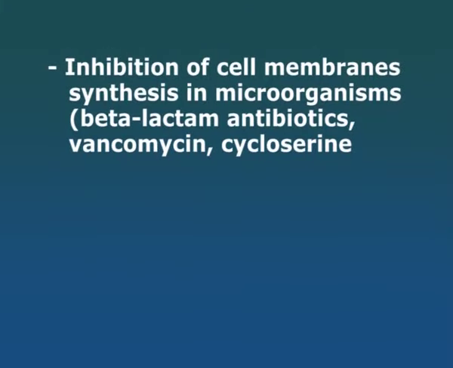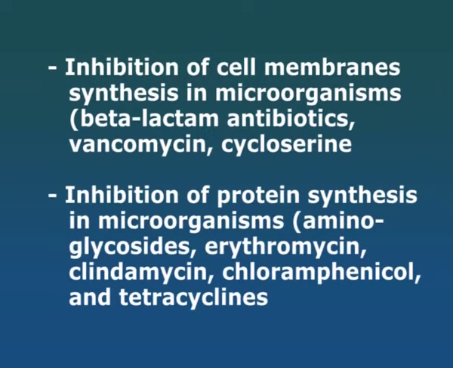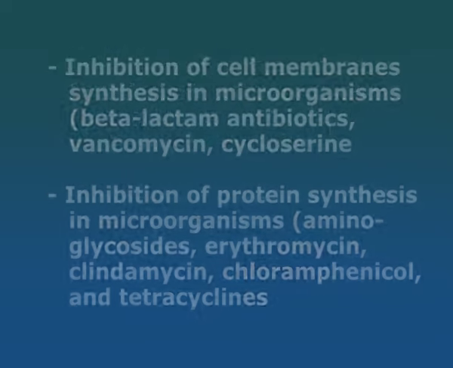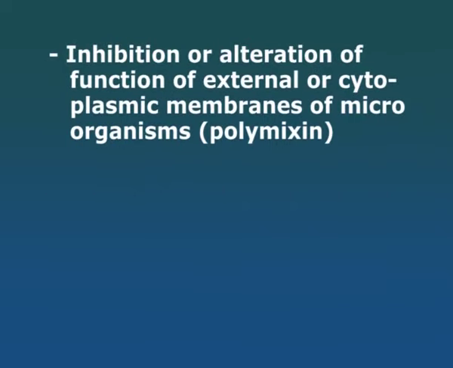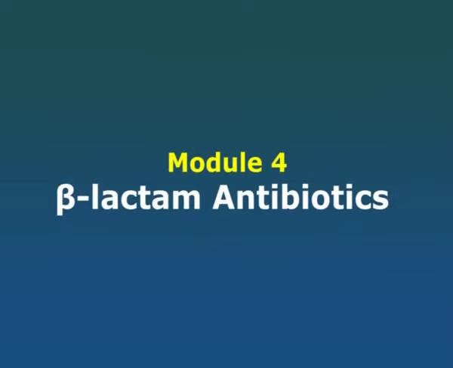First, inhibition of cell membrane synthesis in microorganisms. Example is beta-lactam antibiotics, vancomycin, cycloserine. Second is inhibition of protein synthesis in microorganisms. Example, aminoglycosides, erythromycin, clindamycin, chloramphenicol, and tetracyclines. Third, inhibition or alteration of function of external or cytoplasmic membranes of microorganisms. Example is polymyxin. Now let's move on to module number 4, which is beta-lactam antibiotics.